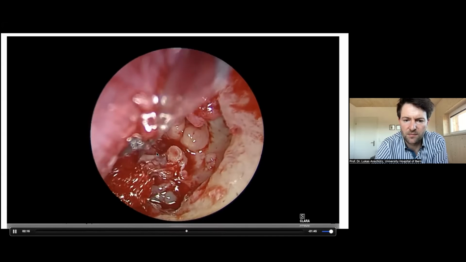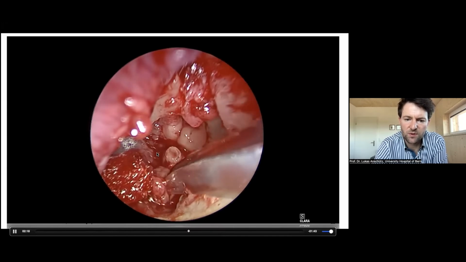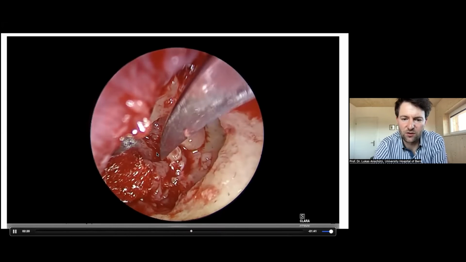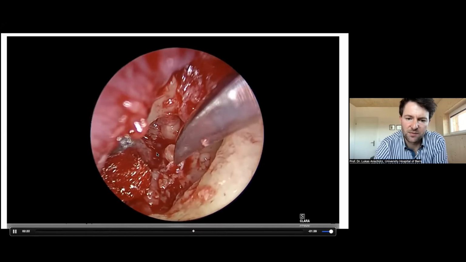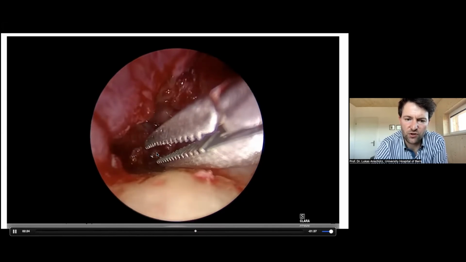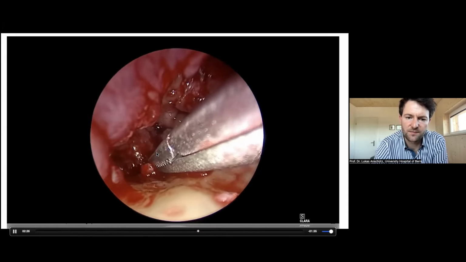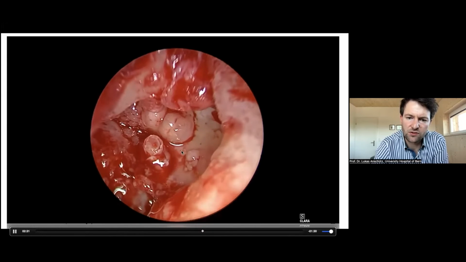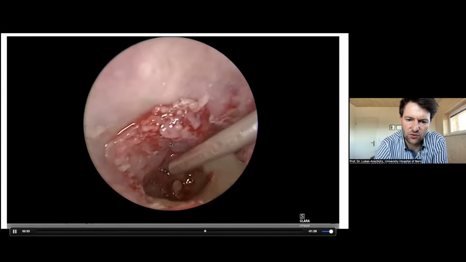Here, I like to use the sickle knife because it's cutting or somewhat cutting. It always cuts a little bit less and less, but it's good because you don't have too much traction on the stapes, which can be removed. And you can see there is just some granulation tissue.